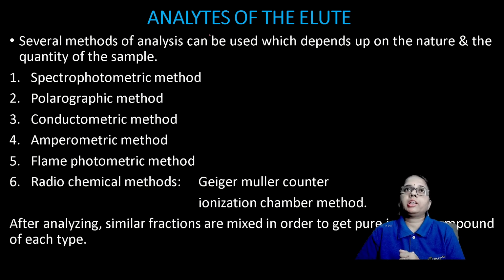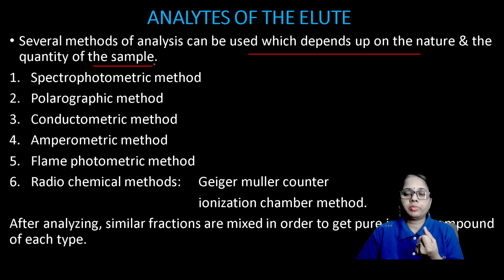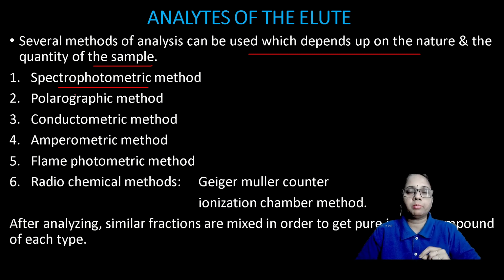Several methods of analysis can be used, which depend on the nature and quantity of the sample. If you collect one fraction, you can purify it and identify it by different reagents or different methods of analysis. Like what are those? The spectrophotometric method, that means either UV or visible. By placing it in the UV cabinet, you can also identify which compound it might be.